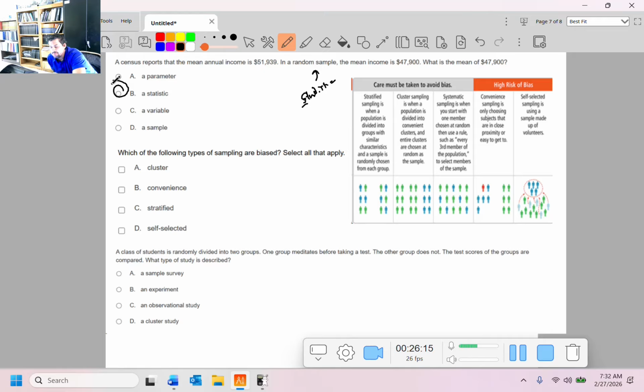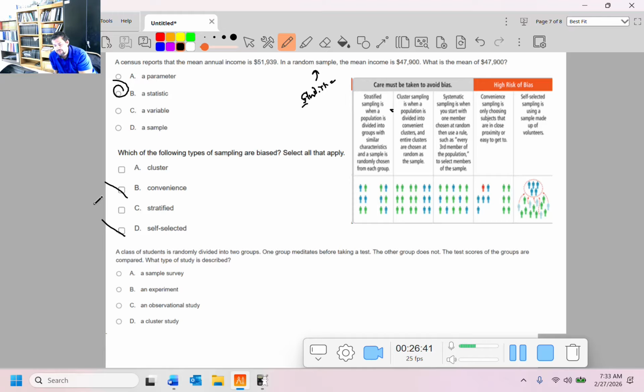Which of the following types of samples are biased? Select all that apply. Now, stratified, cluster, and systematic can have bias, but you just take care to avoid it. The ones that are definitely biased by default are convenience and self-selected. So it's those two. A class of students is randomly divided into two groups. One group meditates before taking a test. The other group does not. The test scores of the groups are compared.